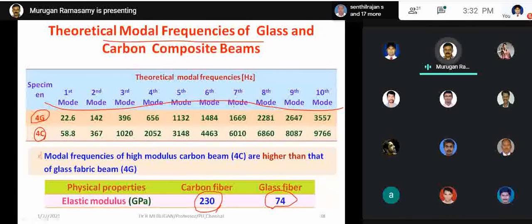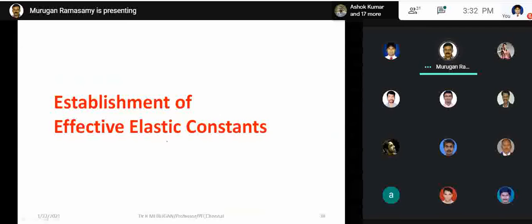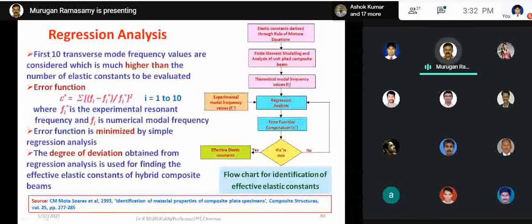Now the idea is we are going to compare this modal frequency and match this theoretical frequency to the experimental frequency. That is done by using a regression analysis. So how to establish the elastic constant? Now we have 10 sets of transverse modal frequency, experimental value as well as the theoretical value. These two are given as input for the simple regression analysis.